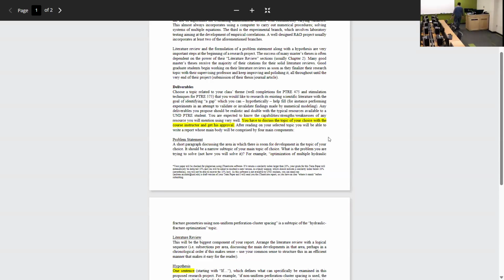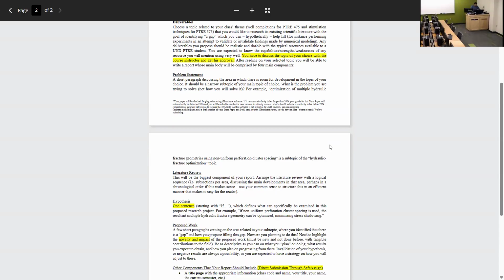Literature review, that will be the biggest part of your term paper. This will be the biggest component of your report. Arrange the literature review with a logical sequence, i.e. subsections per area, discussing the main developments in that area, perhaps in a chronological order, if that makes sense. It doesn't always make sense. But use your common sense to structure this in an efficient manner that makes it easy for the reader.